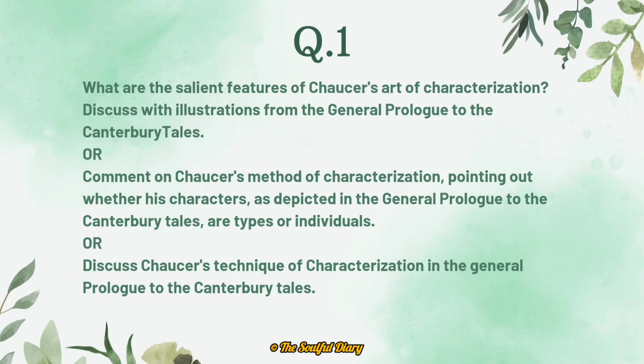Let's discuss the first question. What are the salient features of Chaucer's art of characterization? Discuss with illustrations from the General Prologue of the Canterbury Tales, or comment on Chaucer's method of characterization, pointing out whether his characters, as depicted in the General Prologue to the Canterbury Tales, are types or individuals, or discuss Chaucer's technique of characterization in the General Prologue to the Canterbury Tales.